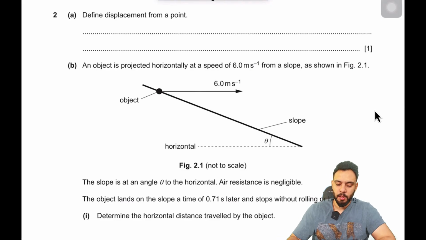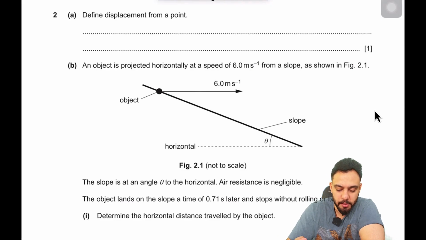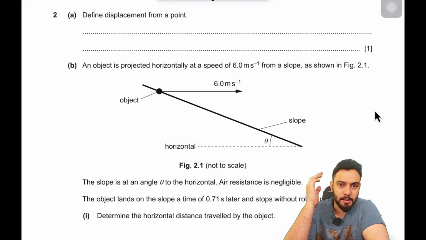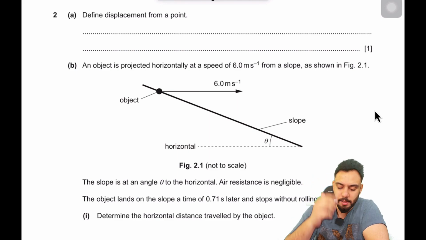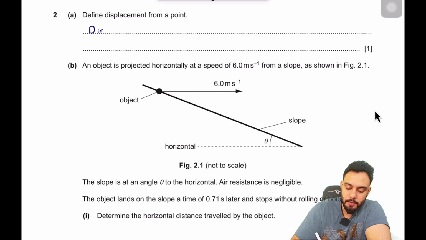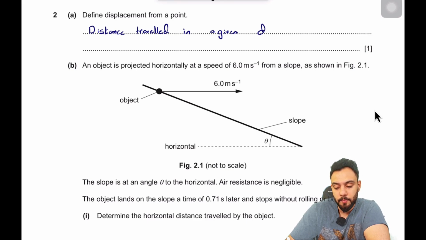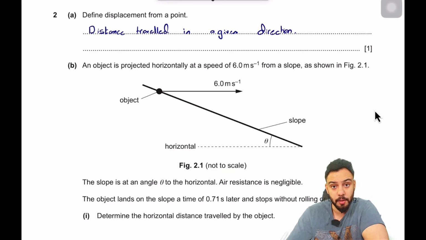Question number 2. So first part is going to be define the displacement from a point. So displacement is basically distance in a given direction. So you can say that it's distance traveled in a given direction or in a specific direction. So it's quite simple. We have discussed this in our IGCSEs and O levels previously.